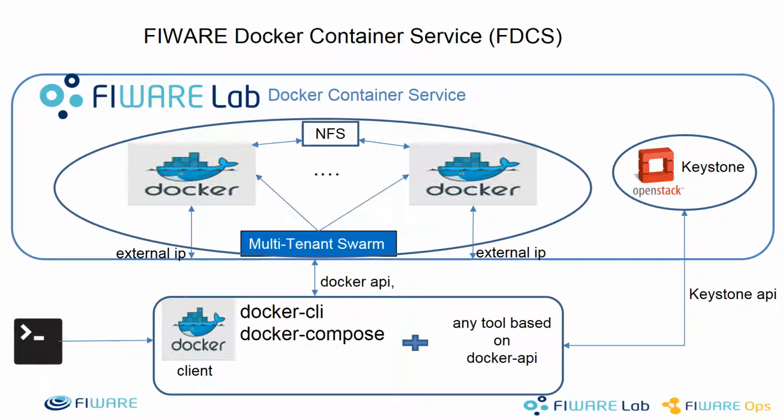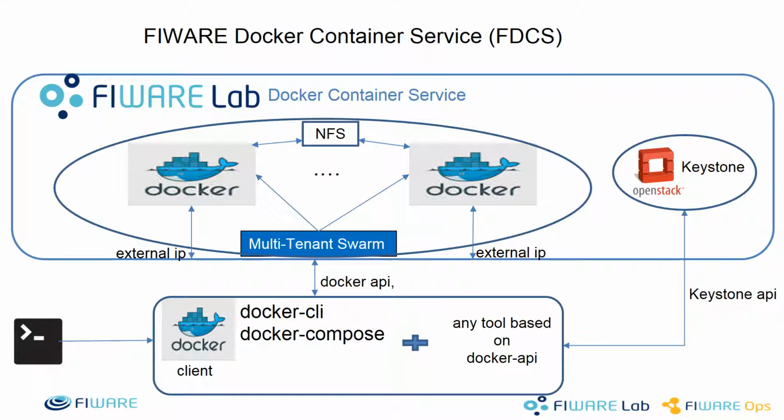Many tenants may share the service's resources, but they are isolated from each other. In this illustration, we show a local Docker client remotely managing its Docker containers from a workstation, but the containers are running on the FDCS cluster. Most of the communication between the client and the service is through the Docker REST API, but the client must get a valid token from FIWARE's OpenStack Keystone Identity Manager service.